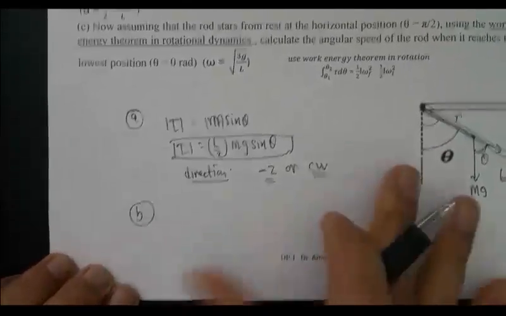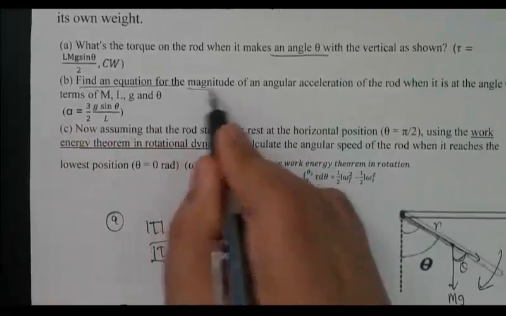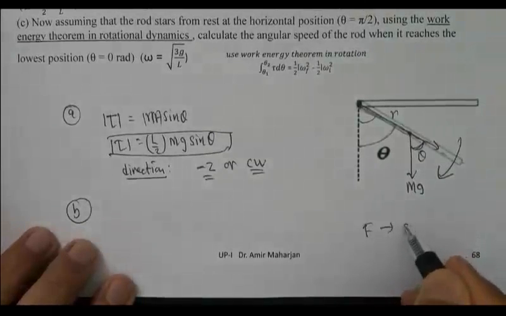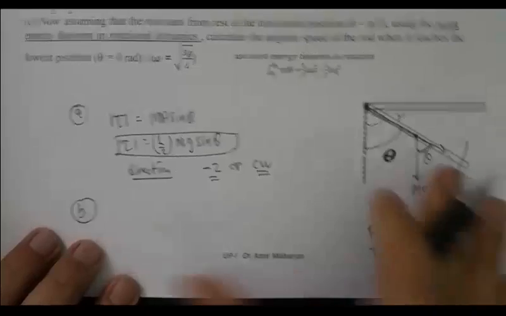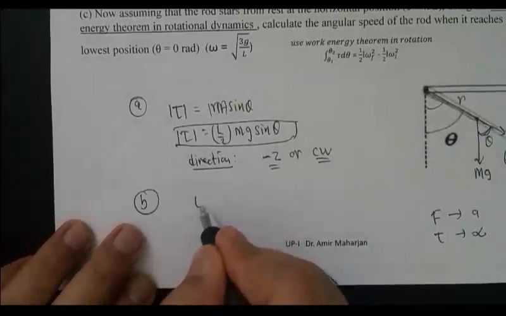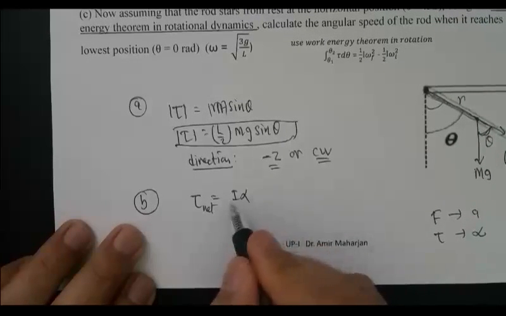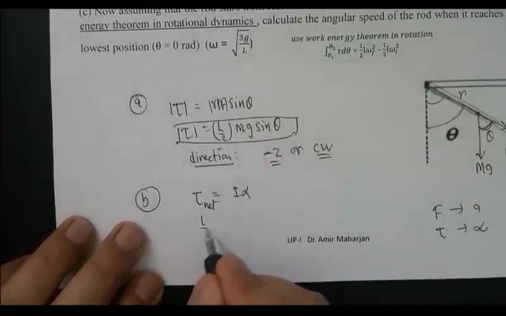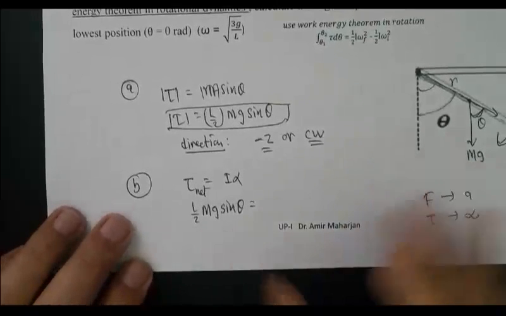Second question is, now find the equation for the magnitude of the angular acceleration produced. Remember, force produces acceleration, torque produces angular acceleration. So what's the angular acceleration? Then you just use Newton's second law in rotational form: net torque is I alpha. Net torque we already know, L over 2 times mass times gravity times sine theta. It's just the magnitude, so don't worry about the sign.